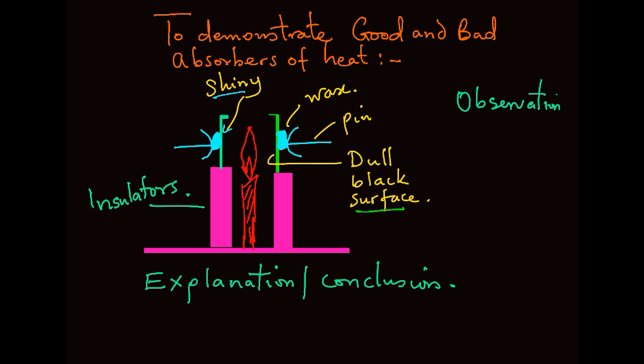So we have two pins, pin 1 and pin 2, which are attached to the shiny and dull black surfaces respectively by use of wax. The observation made from this demonstration is that the pin attached to the black surface drops, whereas the one on the shiny surface remains undisturbed for some time.